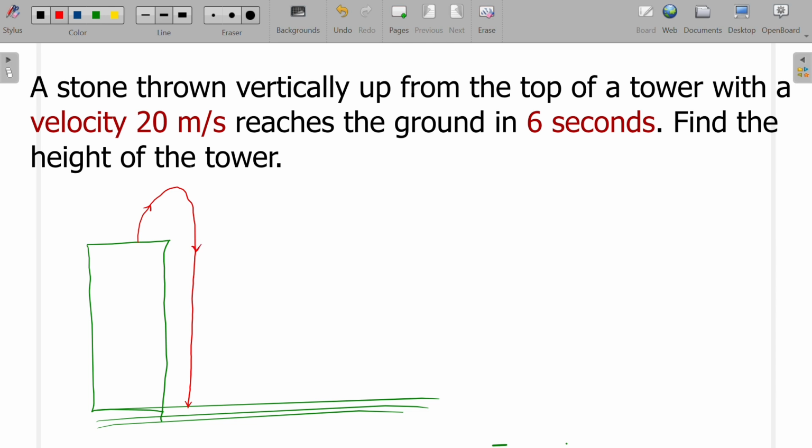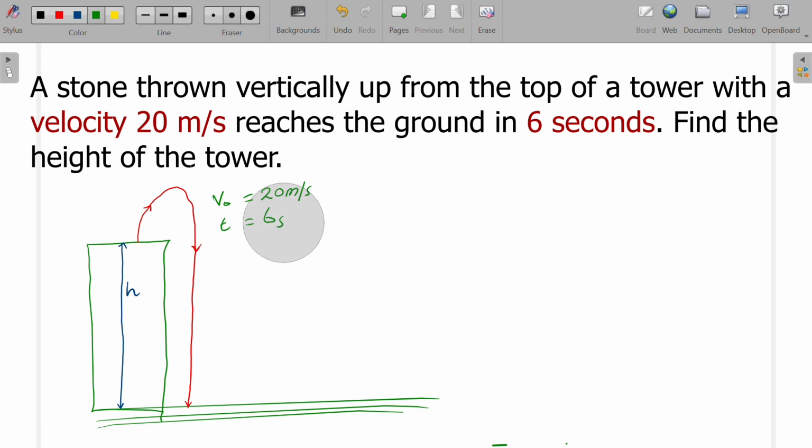And what are we looking for? We are looking for the height of the tower. So the height of the tower is from this point here, the top, until we reach down here. Let's call it h, the height of the tower. We're told the initial velocity of this stone is 20 meters per second. So let's collect that data. v initial is equal to 20 meters per second, and the total time is equal to 6 seconds.